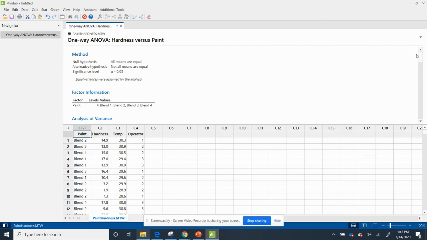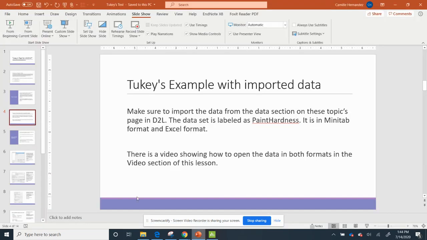Okay, so it's going to start giving me everything. First thing I get are my null and my alternative. My null is all the means are equal. The alternative is not all means are equal. So let me go back to my PowerPoint.